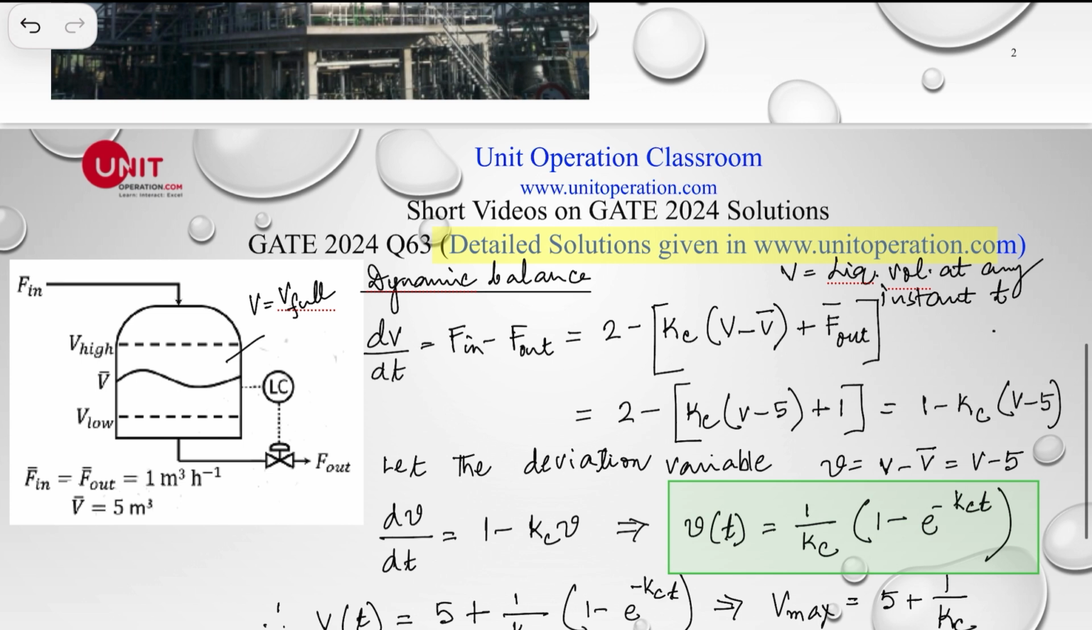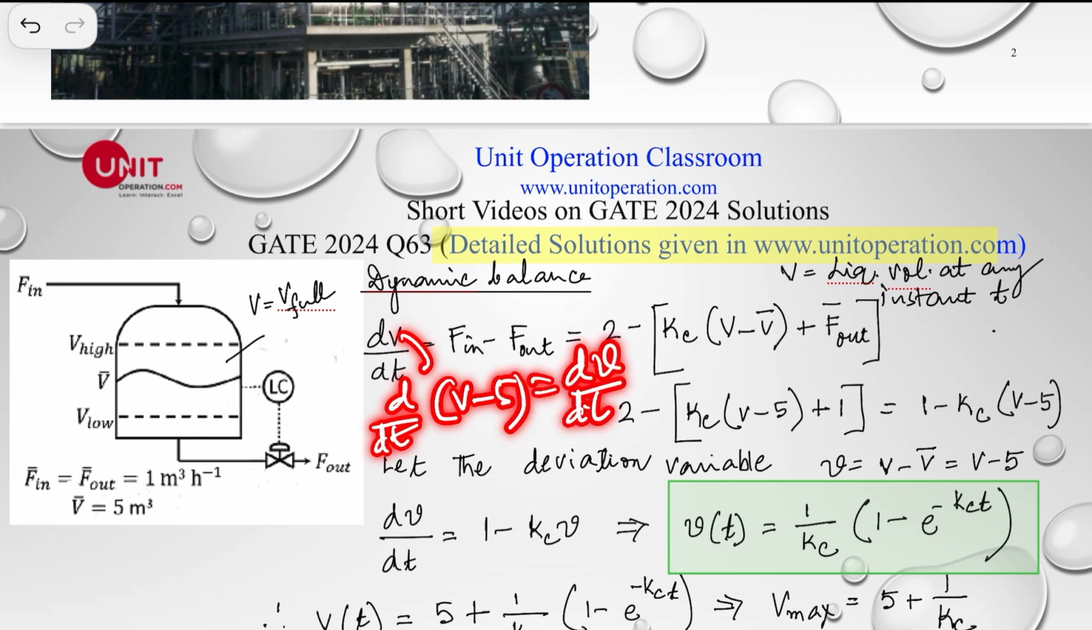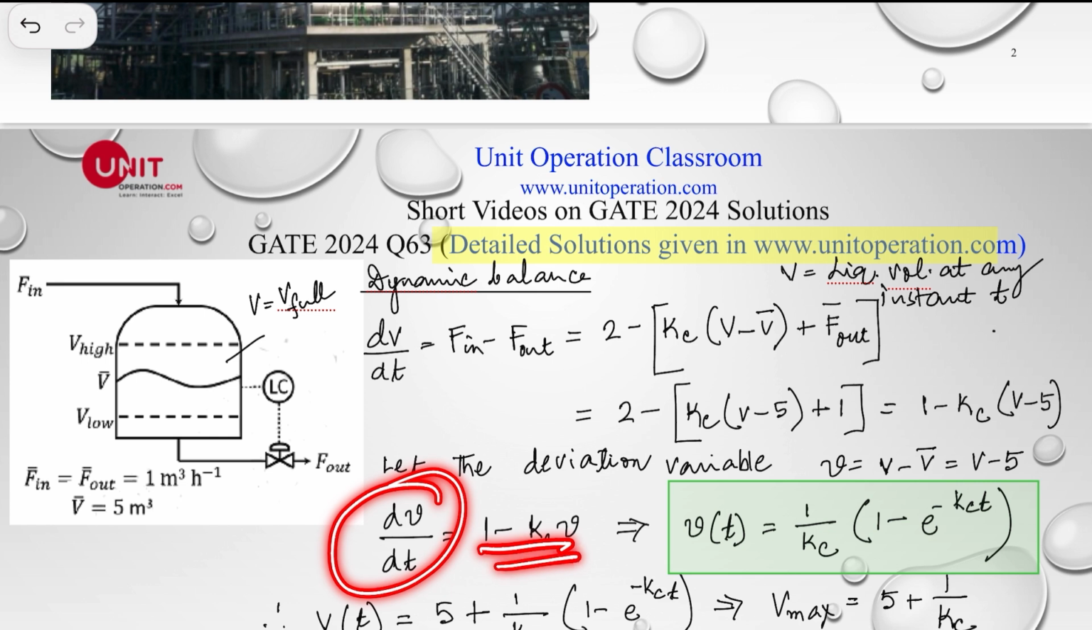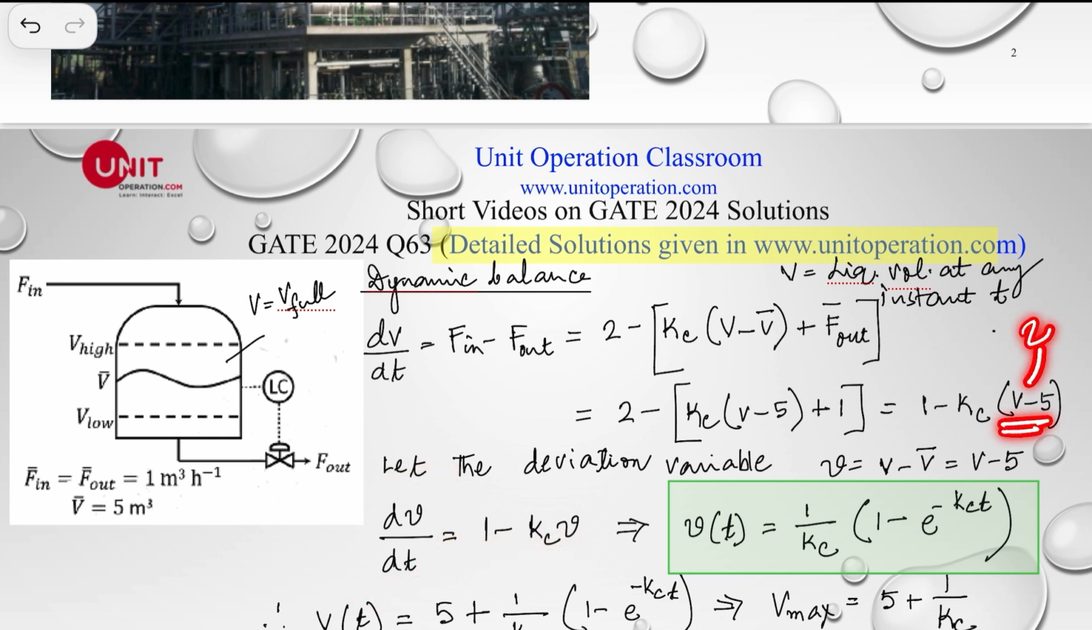Now let us define the deviation variable, a small v, which is the holdup volume at any time t, the instantaneous value, minus the steady state value, which is of course equal to V minus 5. This is the steady state value, 5 meter cube. Okay. So if that is so, then dv over dt is d over dt of V minus 5. So that is going to be equal to small dv over dt, right? Which is this one right here, equal to 1 minus Kc into small v.